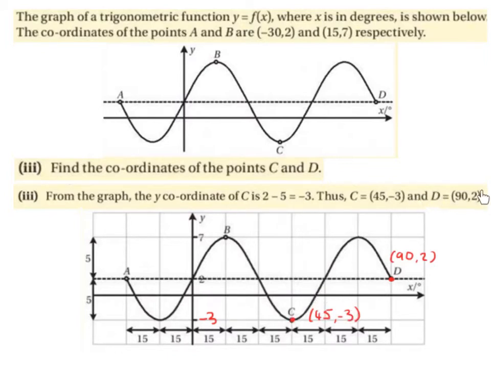And then the point D is going to be (90, 2). So we definitely have a y value of 2 because, again, the point D matches up with the midway line. And then to get 90, well, if we're already at 45 here, add on 15 and another 15 and another 15, we get to 90. So the point C is (45, -3) and the point D is (90, 2).